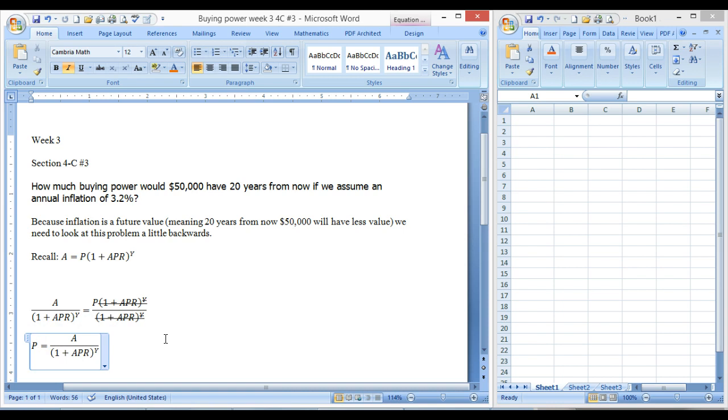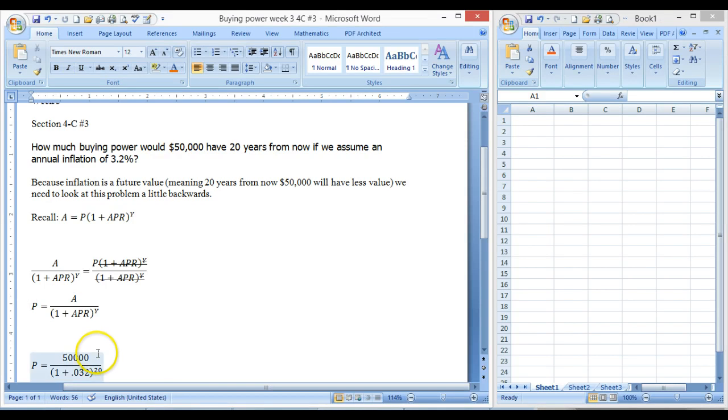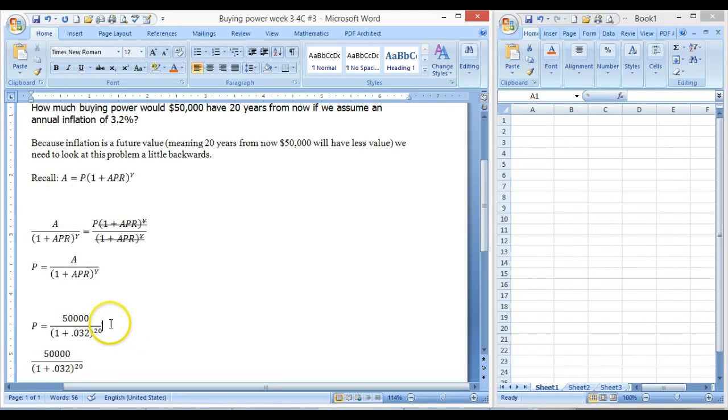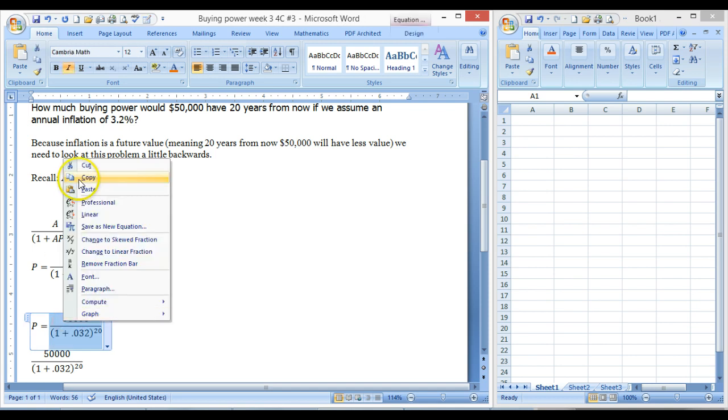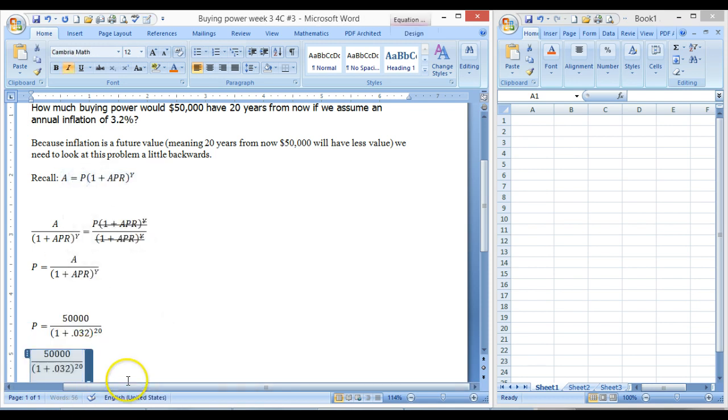Okay, so now that I have this solved for P and I have the larger amount here and the smaller amount there, all I have to do is plug everything in and calculate it out. So A is 50,000, and I've typed that in. And I have APR of 3.2%, so I'm going to change that to the decimal, 0.032, and Y is 20 years. I have four different ways of calculating this using all of my different tools in my bag. The first thing I'm going to do is use the actual calculating process in Microsoft Word, which is really cool. So I'm going to just copy this part, right click, copy, come down here, and just Control V or right click and paste.